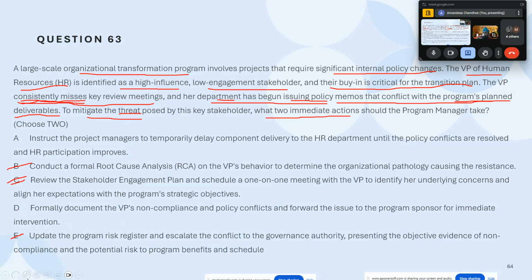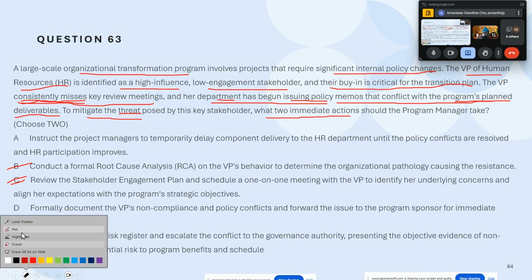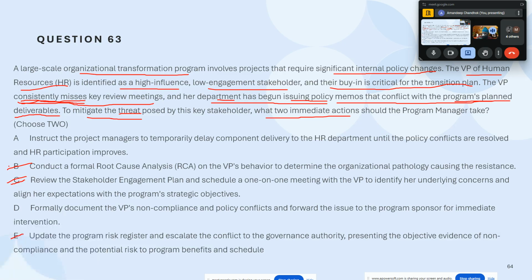For me, B and C would be more appropriate. B and C. Okay, cool, perfect. Go ahead. I'll also go for B and C. I just want to understand in the B answer, what is this organizational pathology?